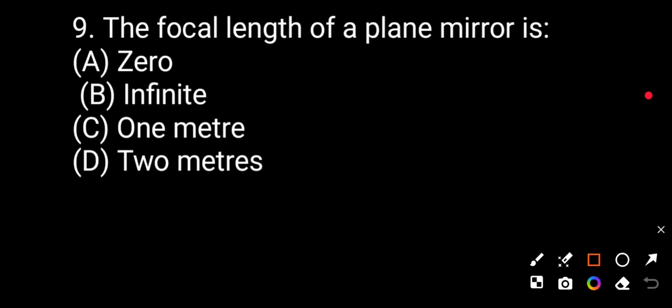The focal length of a plane mirror is 0, infinite, 1 meter, 2 meters. Correct answer will be infinite.